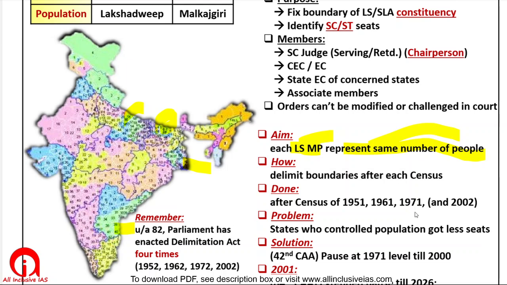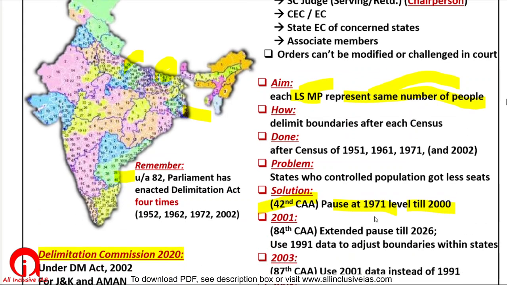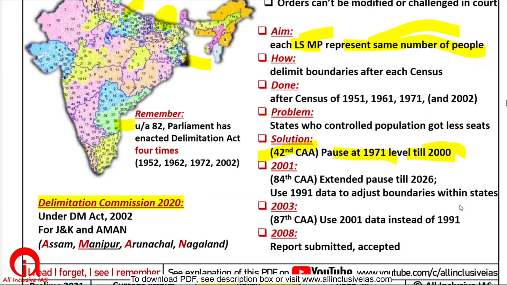Therefore, in 1971, a freeze was put. In 1976, a freeze was imposed till the year 2000. Later on, this freeze was extended till 2026. However, internal adjustment to the state boundaries was allowed.